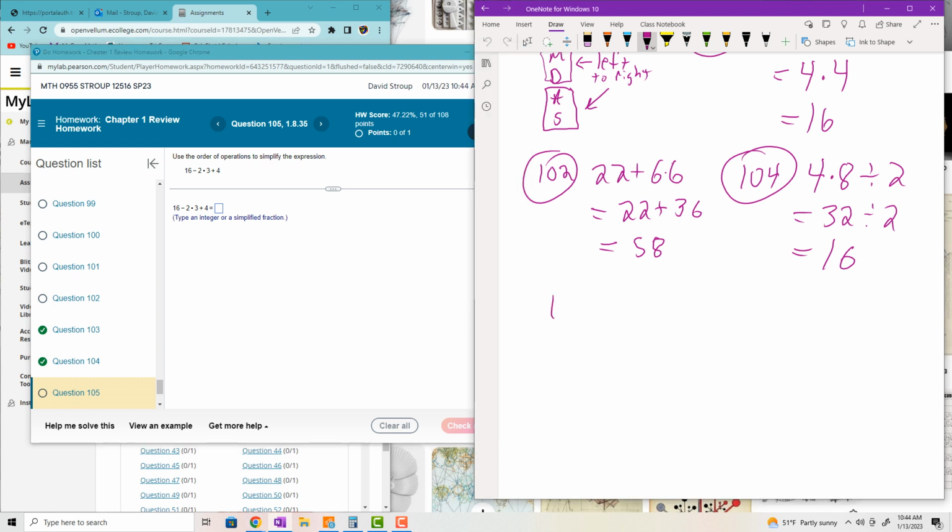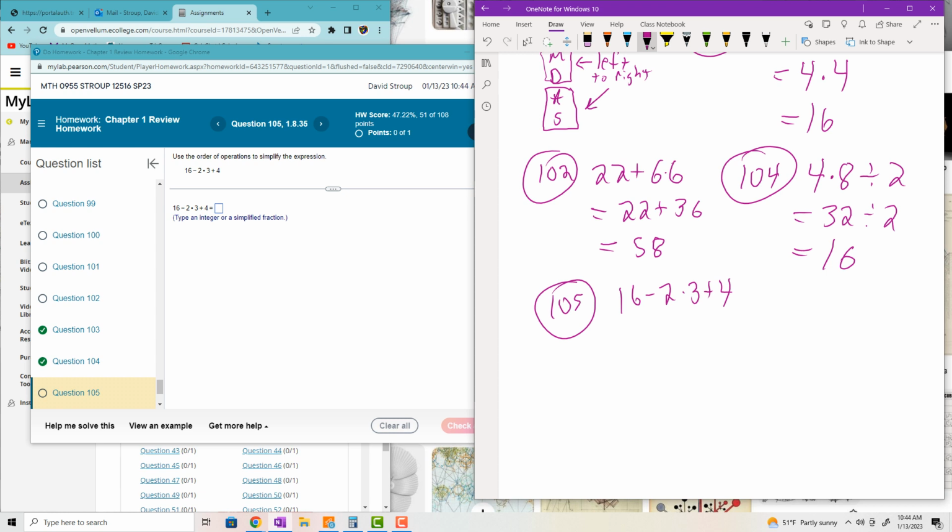Okay, so 105, let's take a look at this guy. 16 minus 2 times 3 plus 4. In other languages, they change the order. Like we would say he eats cake. In other languages, they might say cake eats he, and that would make sense to them because they've all established that order, you know.